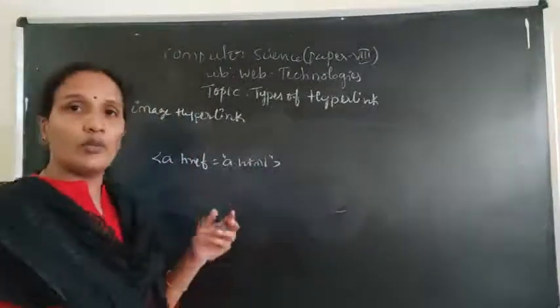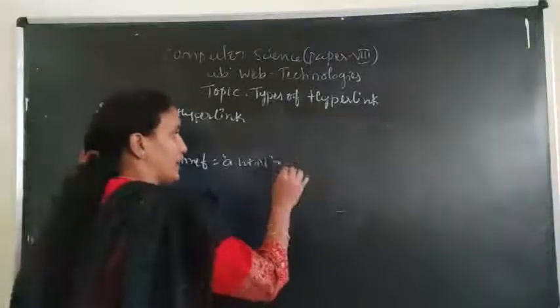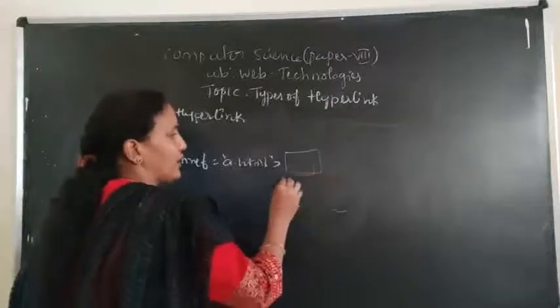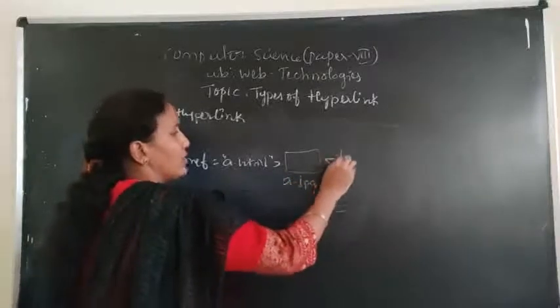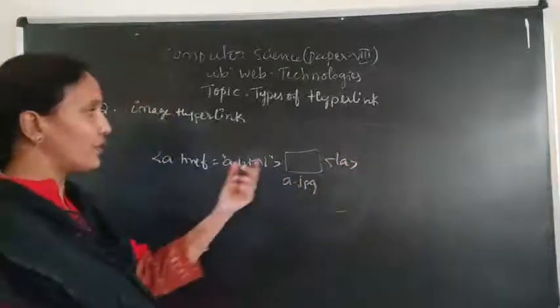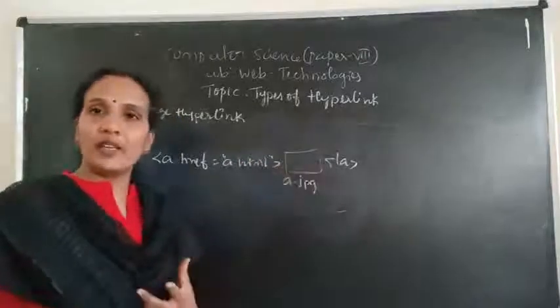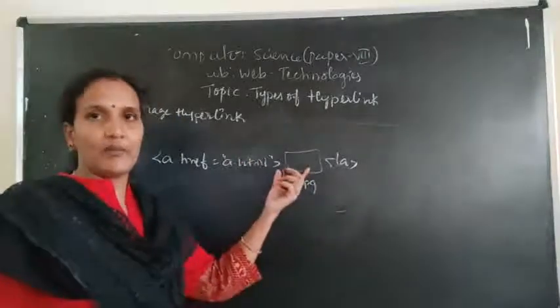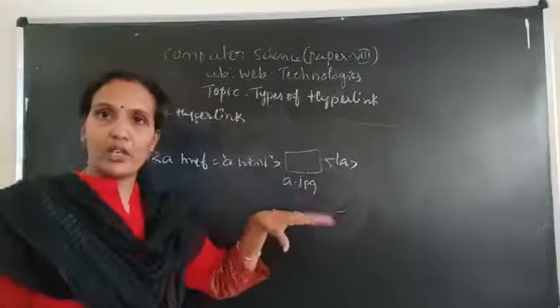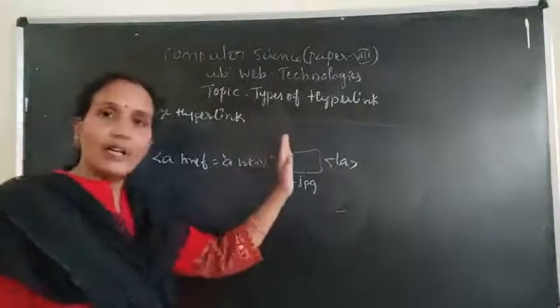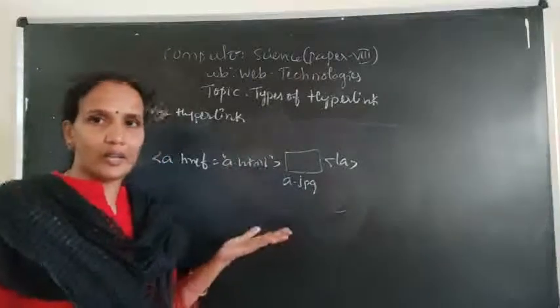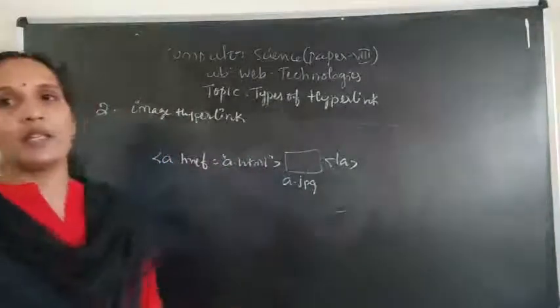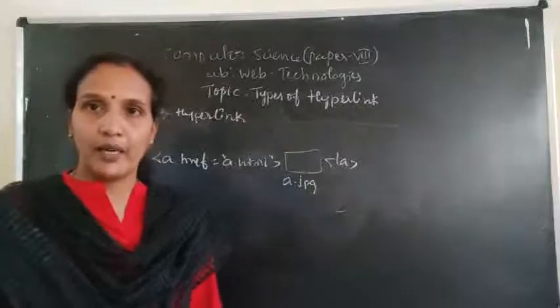But when you click on any image, this is the image and the image name is, for example, a.jpg. And I am closing this. So instead of plain text, here what am I adding? I am adding an image. It means when you click on that image, you will move from the current document, the source document, to the target document. So this type of hyperlinks are called image hyperlinks.